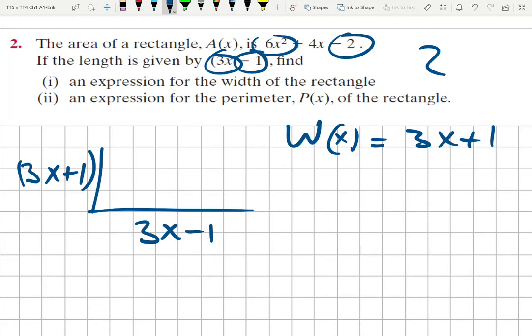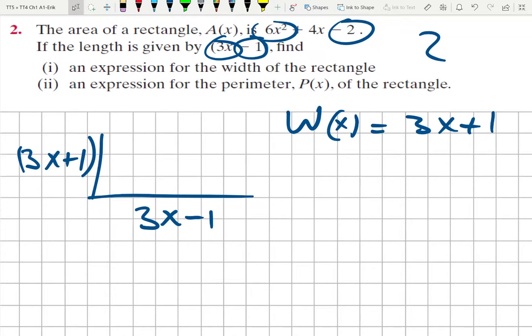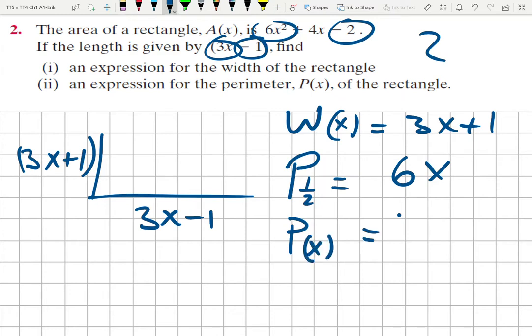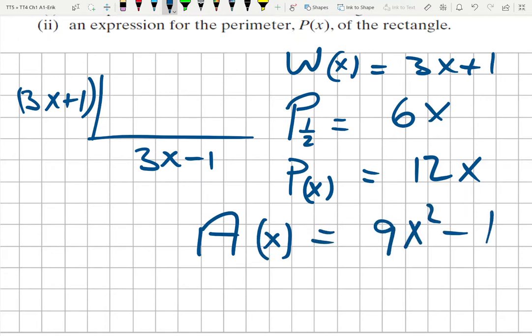Expression for the perimeter. Of course, they were just, I don't know why they didn't ask us the area, but we'll do the area as well. But we'll start off with the perimeter. The half perimeter is 6x. The plus and minus 1 cancel, and the perimeter is 12x. And just to force ourselves to use function notation, I'm going to write it like that. And just for a laugh, even though they didn't ask, the area is a difference of two squares, so 9x squared minus 1.